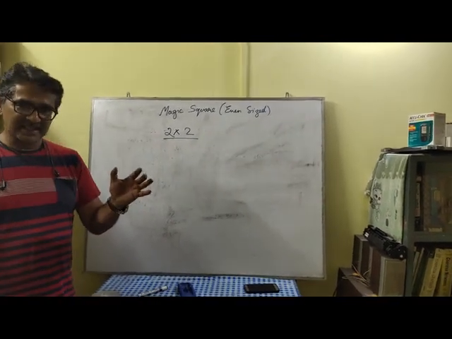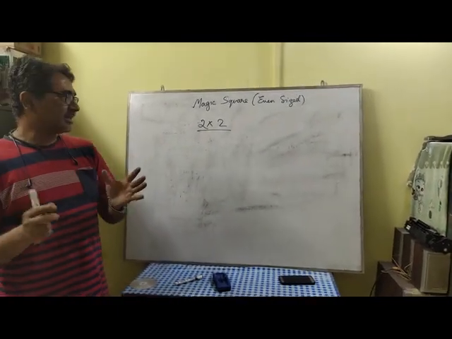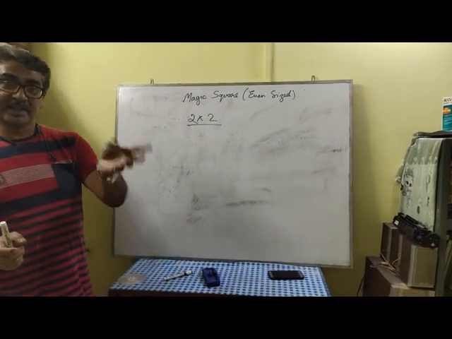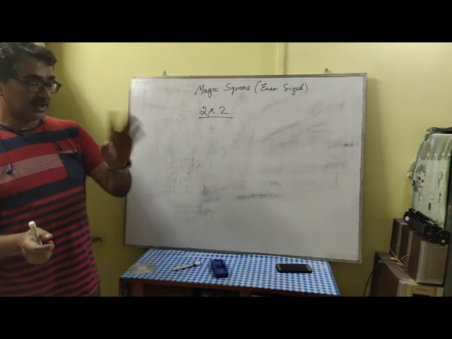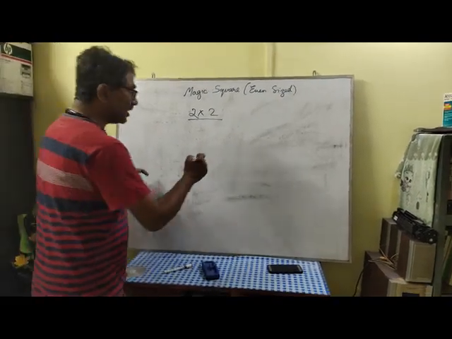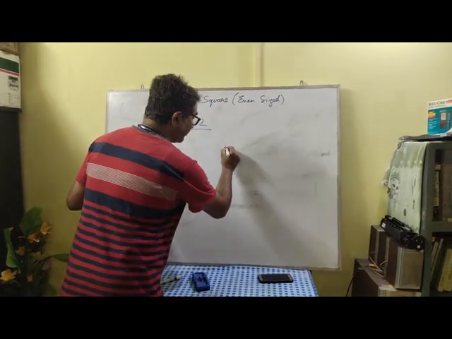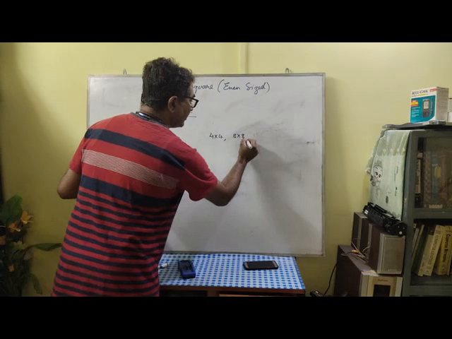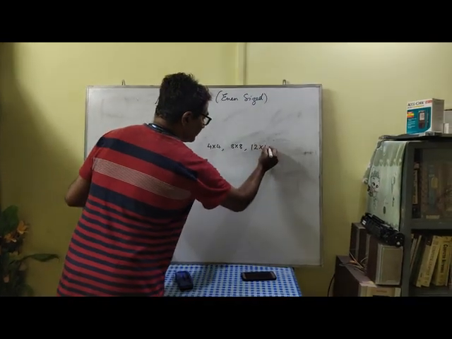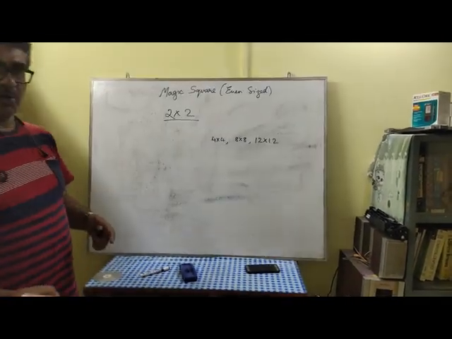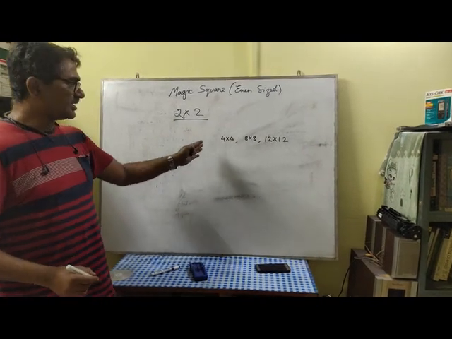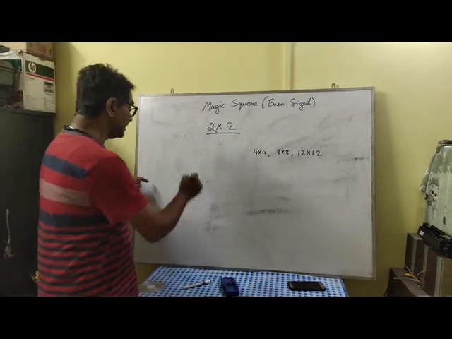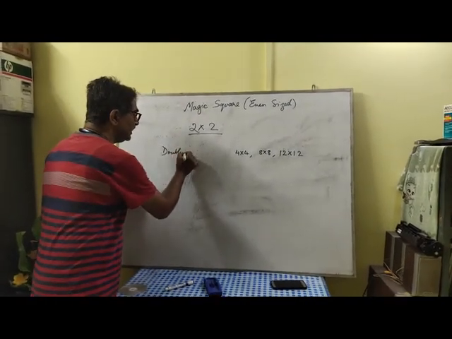Among the sizes of a square matrix, you will find there are two categories: those which are multiples of 4 and those which are not. Examples of multiples of 4 are 4 into 4, 8 into 8, 12 into 12. These are all examples of matrices whose size is a multiple of 4.